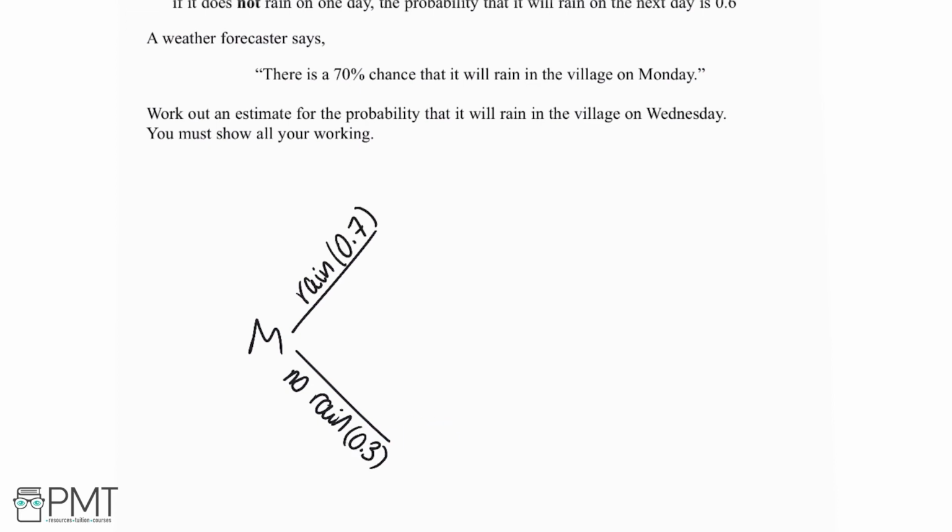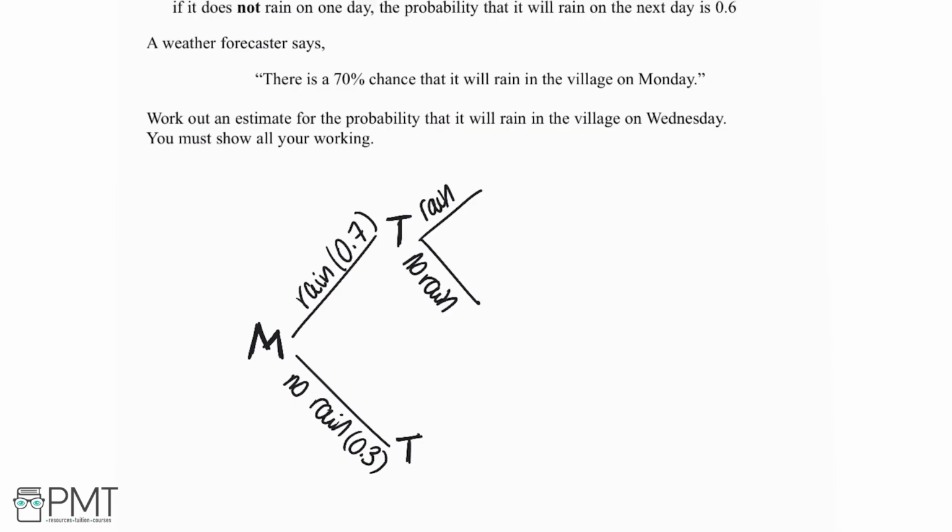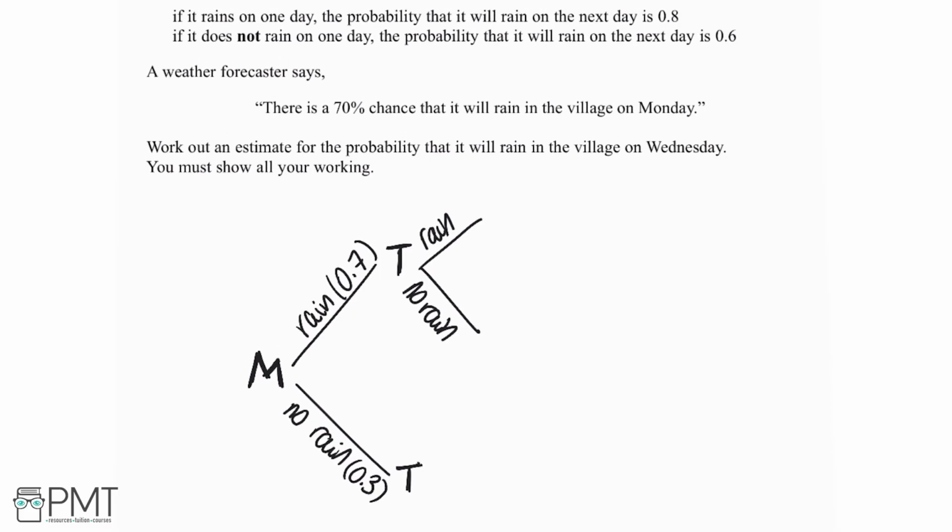Now what I'm going to do is write here a T for Tuesday. I'm going to let the tree branch off and see what happens. So focusing on this branch next, we're told if it rains on one day, the probability that it will rain on the next is 0.8. So it rained on Monday. On Tuesday, what's the probability that it's going to rain? Well, that's 0.8. And again, using the fact that the probabilities have to equal 1, the probability of it not raining is going to be 0.2.